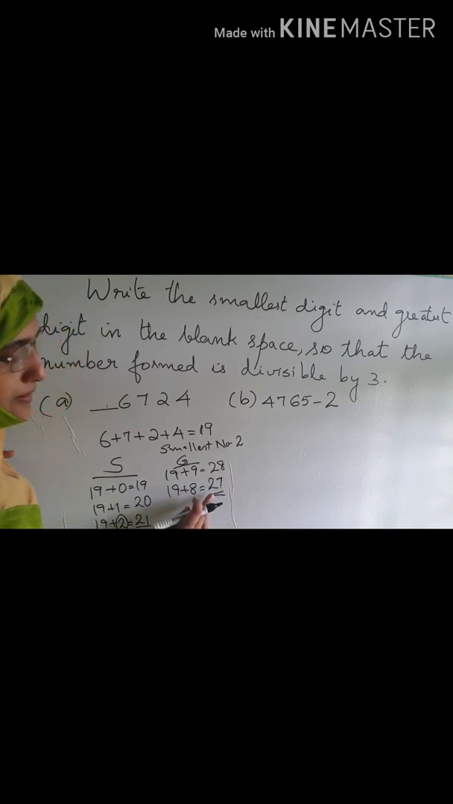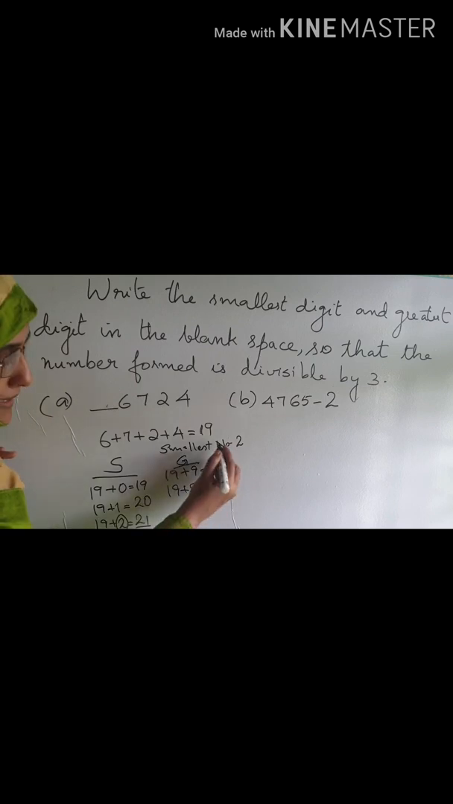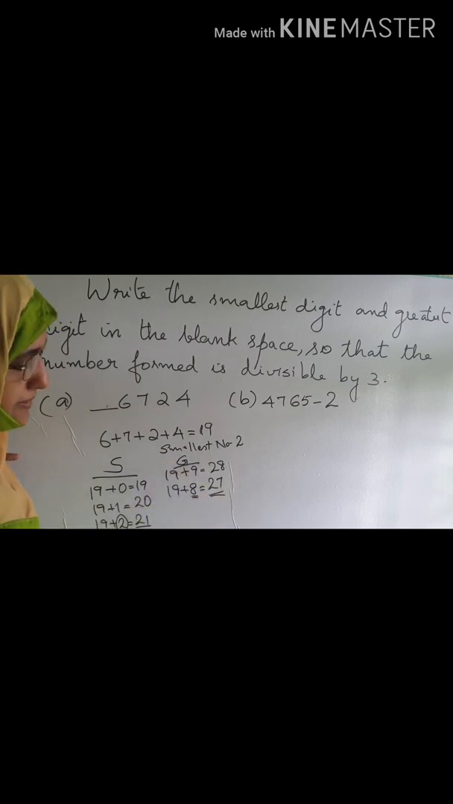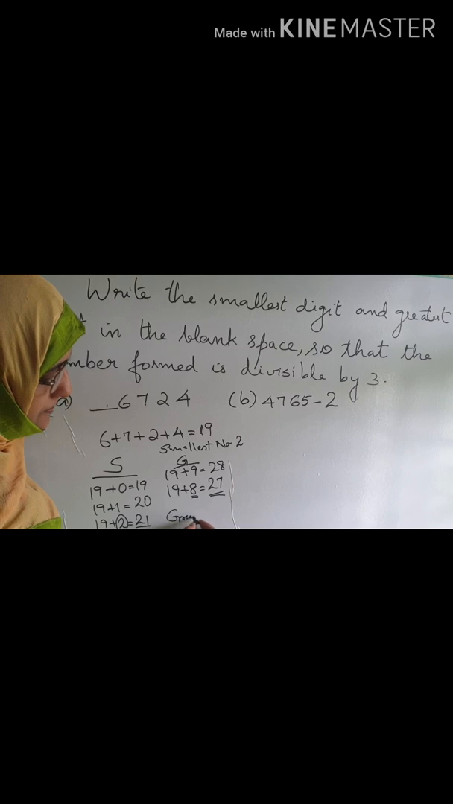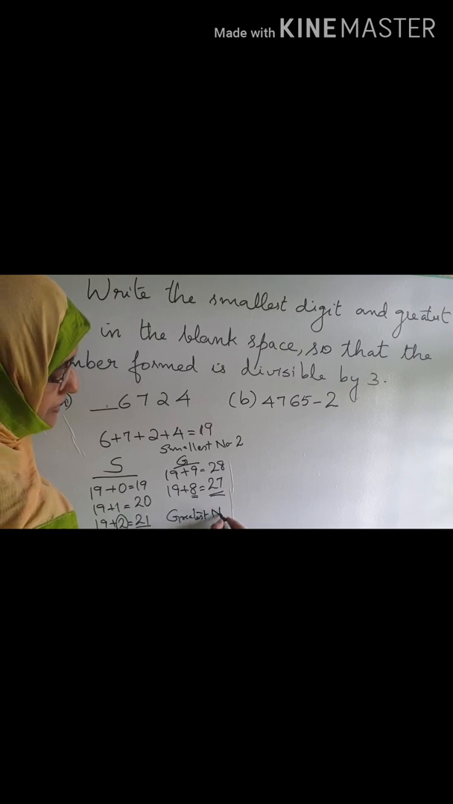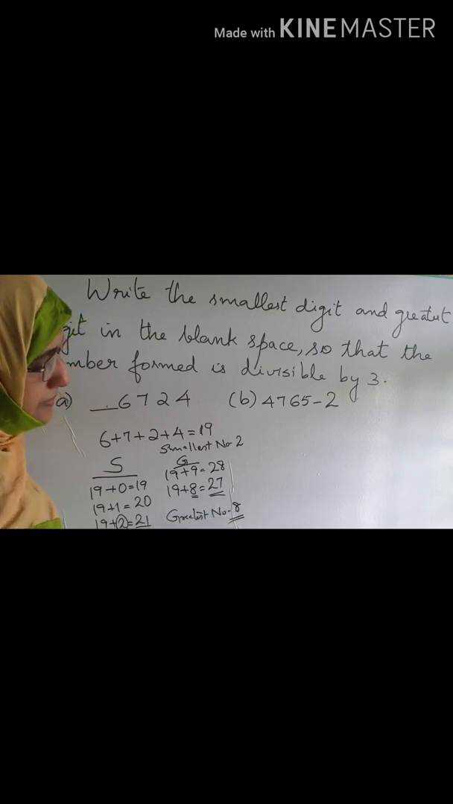27. It's a multiple of 3. 3 into 9 is 27. So the greatest number will be 8. Greatest number, it is 8. Understood how to do?